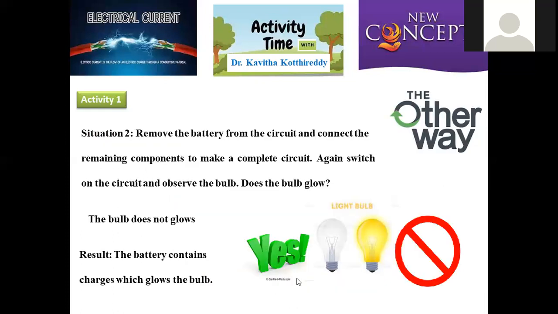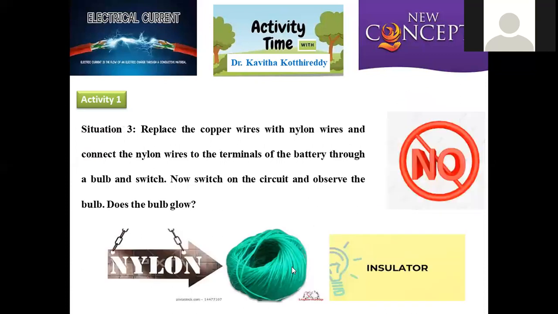Then obviously the battery is the source of power. If we remove the battery, it is not possible to glow this bulb, so it will not glow, right? The bulb does not glow. The battery contains the charge which glows the bulb. The battery is the only source of power in this experiment. That's the reason why, if we remove it, this bulb is not able to glow.